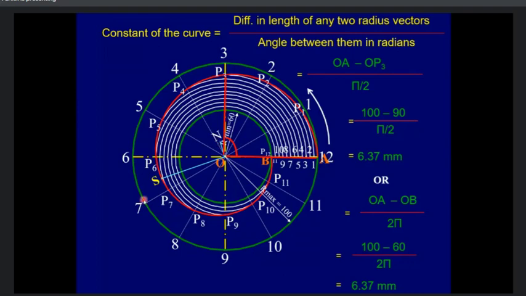Connecting N and S gives nothing but a normal to the curve, and perpendicular to it is the tangent. Remember here, OS and ON are perpendicular to each other. ON is nothing but 6.37 mm.